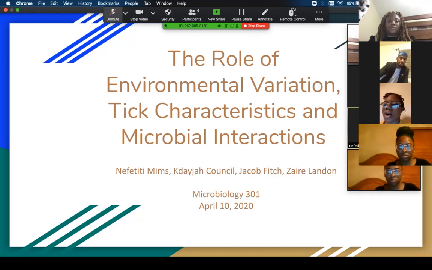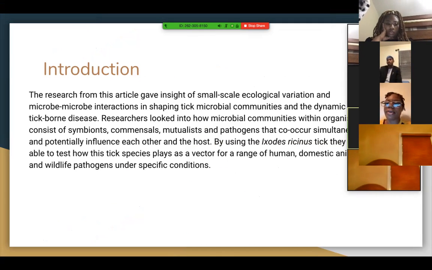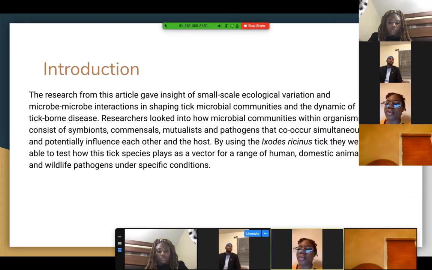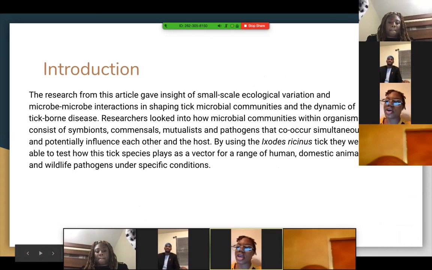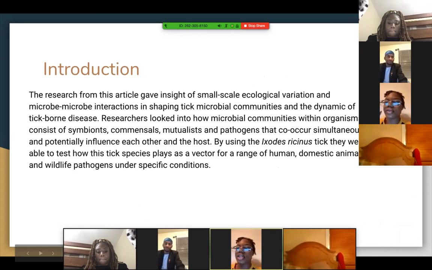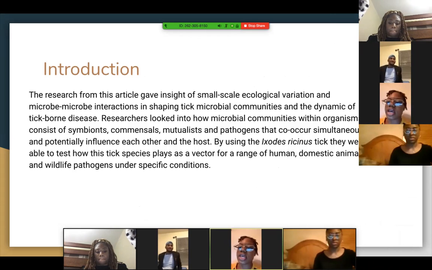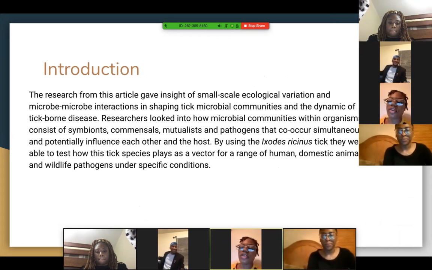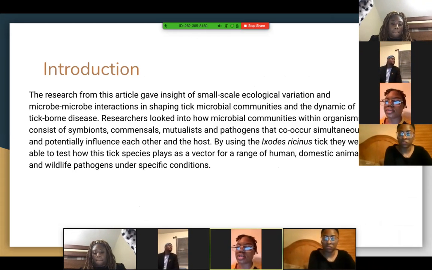Okay, so to get into the article that we went over and analyzed, the research from this article gave insight into the role of small-scale ecological variation and microbe-to-microbe interactions in shaping tick microbial communities and the dynamics of tick-borne disease. Researchers looked into how microbial communities within organisms consist of symbionts, commensals, mutualists, and pathogens that co-occur simultaneously and potentially influence each other in the host. By using the Ixodes ricinus tick, they were able to test how this tick species acts as a vector for a range of human, domestic animal, and wildlife pathogens under specific conditions.